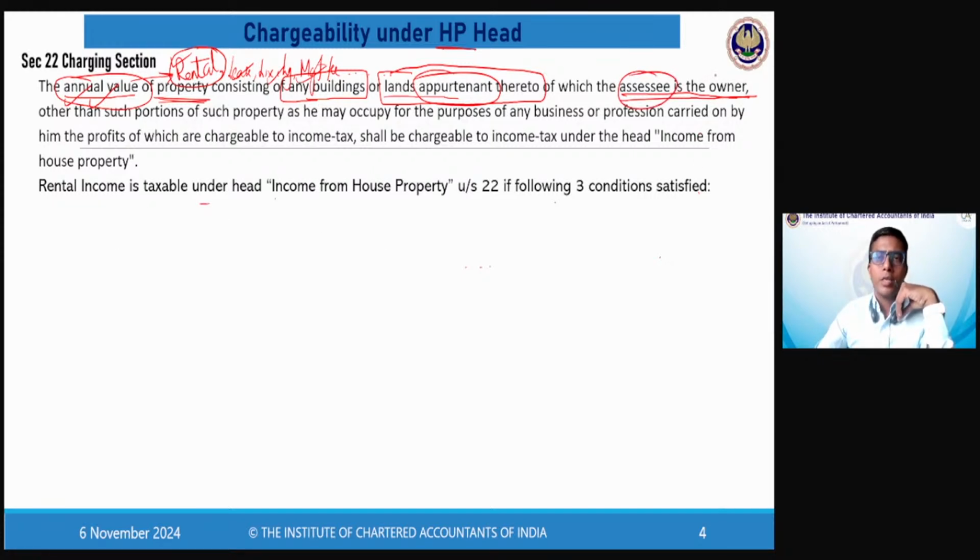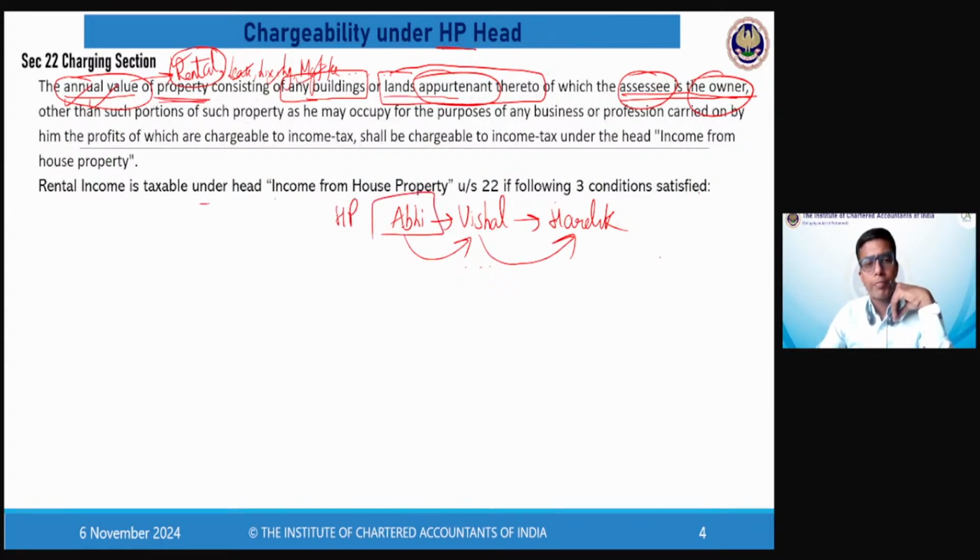If the assessee is not the owner, then again the rental income will not be covered under the head HP. So let us say the owner is Abhishek. Abhishek gave it to me and I am giving it to Hardik. Now Abhishek is charging rent to me, I am charging rent to Hardik. For Abhishek, the rental income will be HP. But for me, the rental income will not be HP.